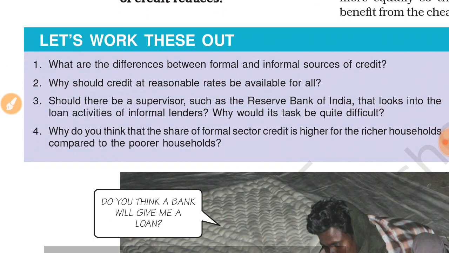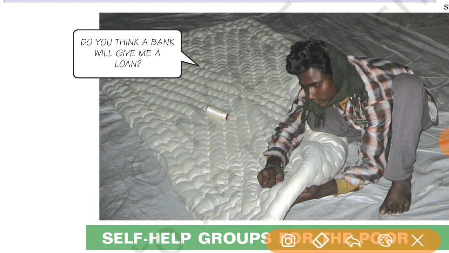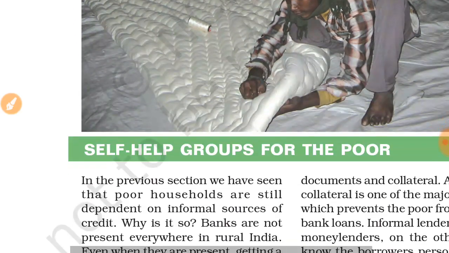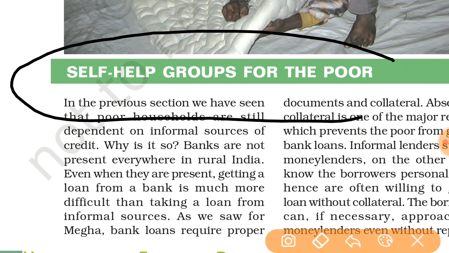After this discussion, next, see here one picture is given. For this type of working people, is there a possibility to get a loan? So for these people, what is the solution? One important source of credit is the self-help groups for the poor. So what is a self-help group? Let's see.